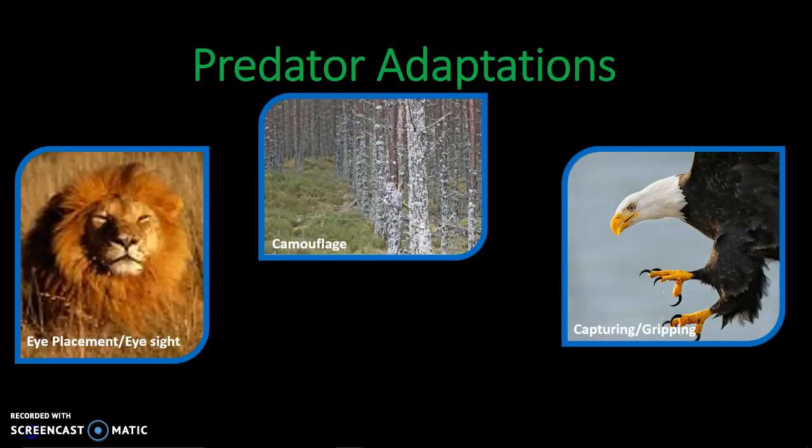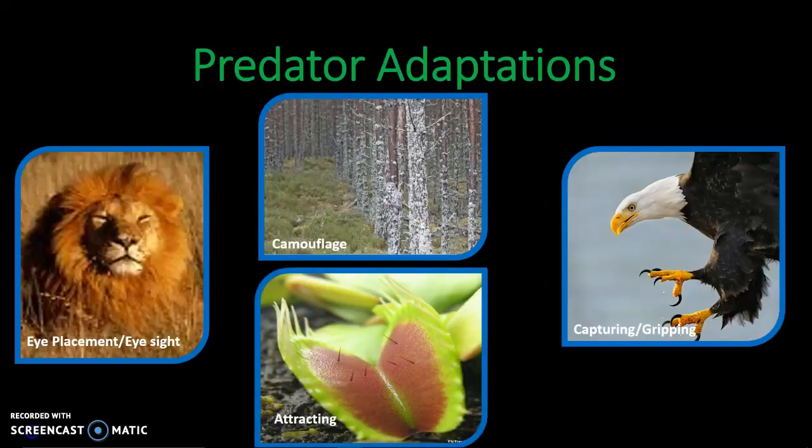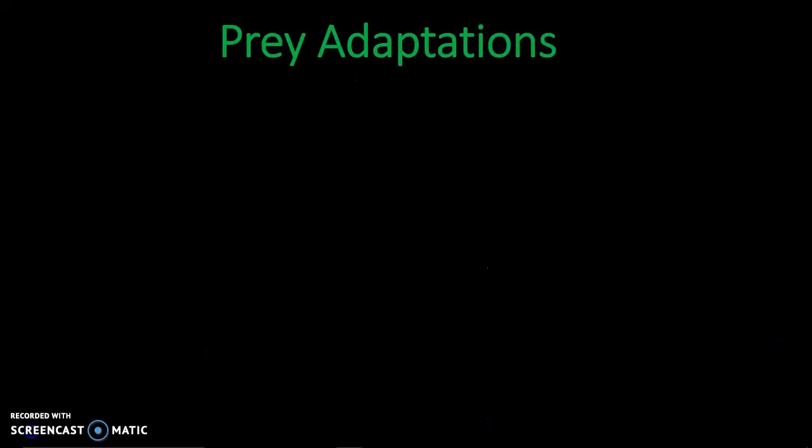Predators also sometimes develop the ability to have better gripping abilities. For instance, this eagle's talons are very sharp to capture the prey. Or it could be the ability to attract its prey. In this case, the Venus flytrap will secrete a nectar or sweet sugary substance for the insects to come eat. And when they land on the Venus flytrap, it's going to trap them and eat them.